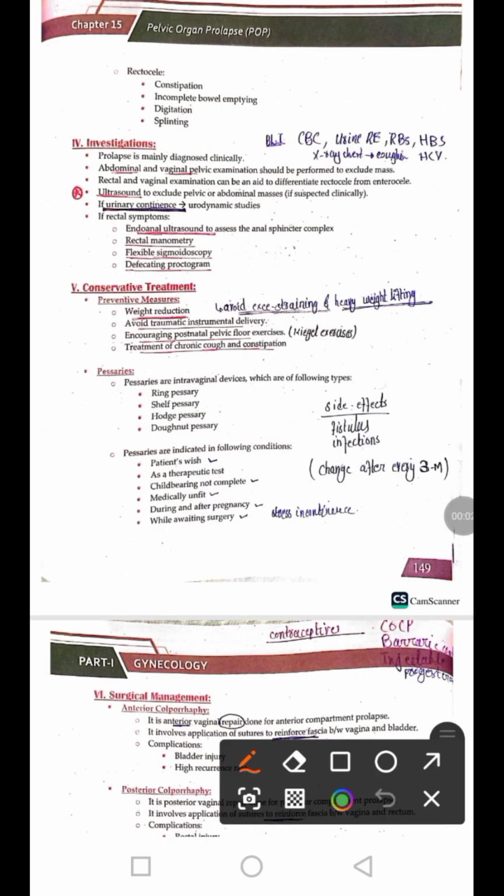Let's talk about the management of the pelvic organ prolapse. First one is the conservative treatment. In conservative treatment, we have preventive measures, which decrease the risk of pelvic organ prolapse. The first one is weight reduction, avoidance of excessive straining, and also avoidance of heavy weight lifting. Similarly, also avoid traumatic instrumental deliveries, which also reduces the chances of pelvic organ prolapse.